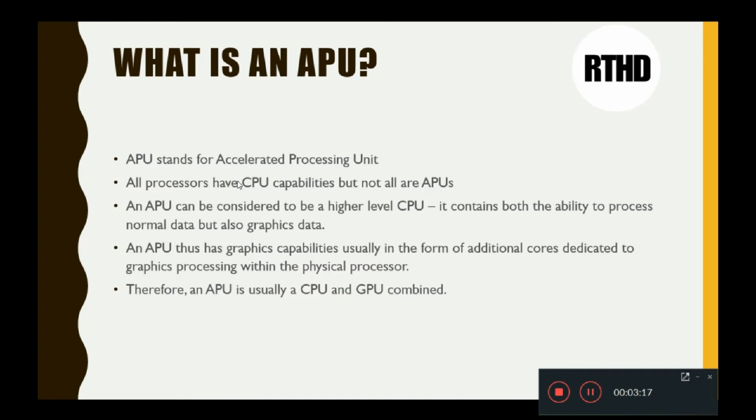So an APU thus has graphics capabilities, usually in the form of additional cores dedicated to graphics processing within that physical processor. And therefore, an APU is usually a CPU and a GPU combined into one processor.